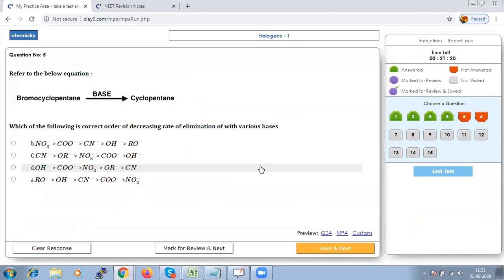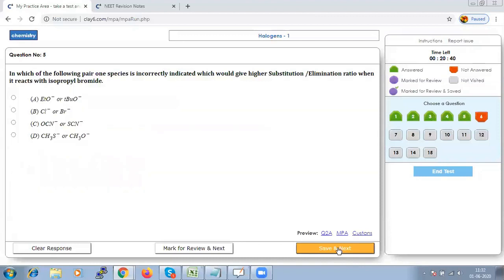Bromocyclopentane, when it is reacting in presence of a base. Which of the following is the correct order of decreasing rate of elimination for various bases? We know that the rate of elimination will always decrease with a decrease in their basicity. Hence the order of RO minus, OH minus, CN minus, and so on is actually the order of the rate of elimination because it will decrease with the decrease in basicity. Hence option D is right. Save that and go to next.